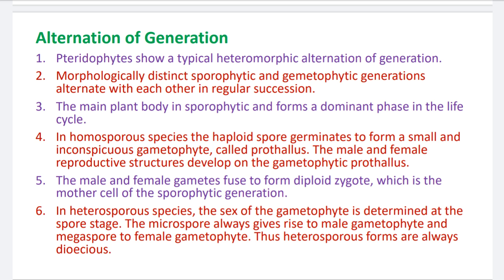Number 6. In heterosporous species, the sex of the gametophyte is determined at the spore stage. Just we have also discussed this. Suppose in heterosporous pteridophytes, one spore is the microspore, another spore is the megaspore. Microspore germinates, it produces the male prothallus. Megaspore germinates, it produces the female prothallus. Male prothallus bears the antheridium and female prothallus bears the archegonium. Just we have observed all these things.